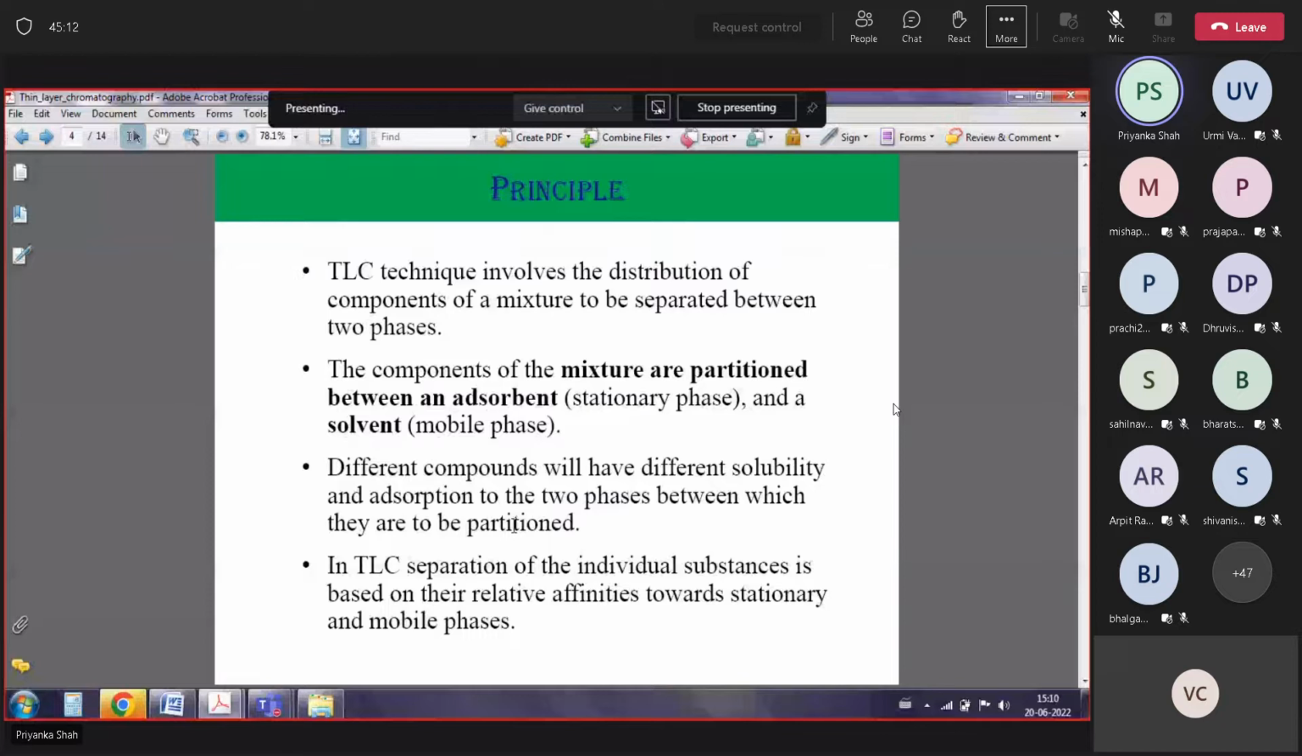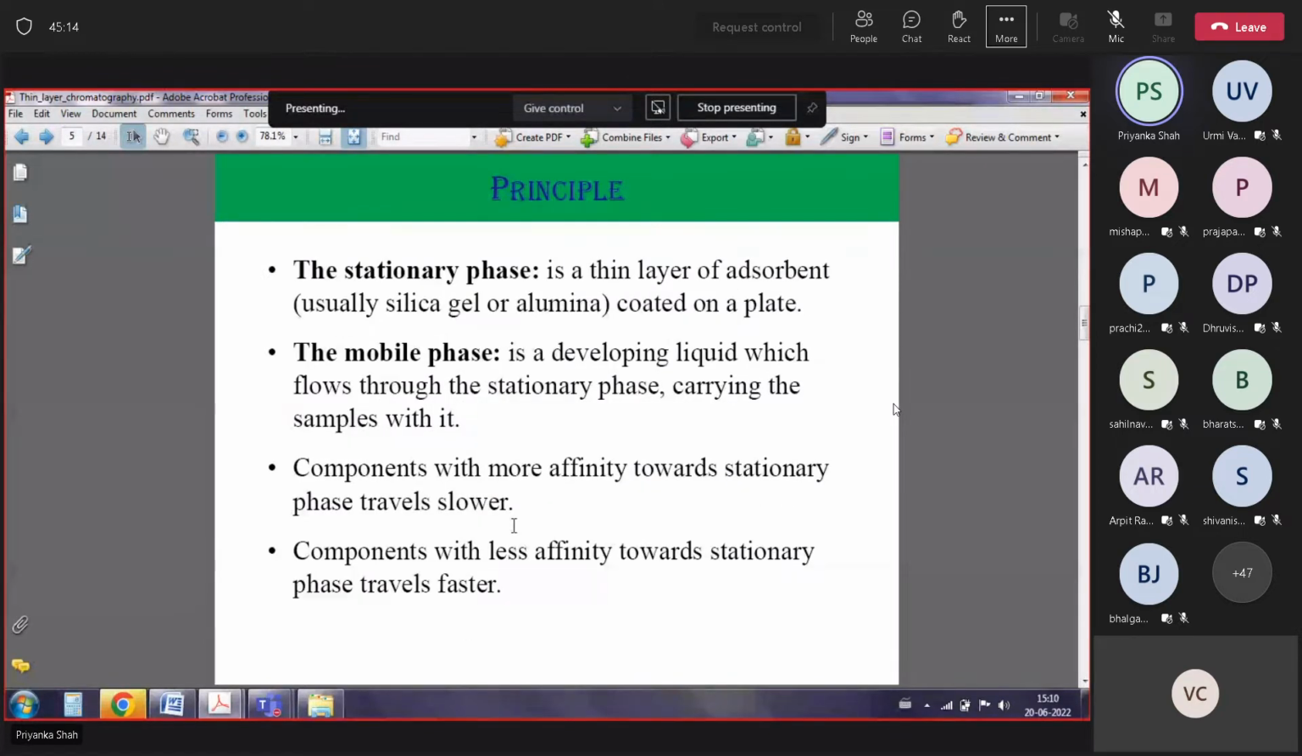So what kind of stationary phases can be used in TLC? As adsorbent, usually silica gel or alumina that is coated on a plate, and the mobile phase is a developing liquid which flows through the stationary phase carrying samples with it. Components having more affinity towards the stationary phase, of course, will travel slowly, right? And vice versa, the components which have less affinity towards the stationary phase will move very fast on the stationary phase.